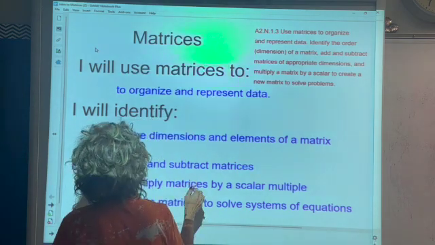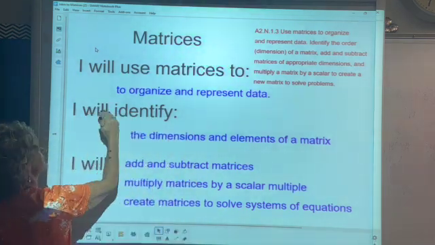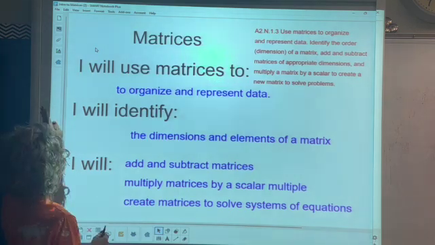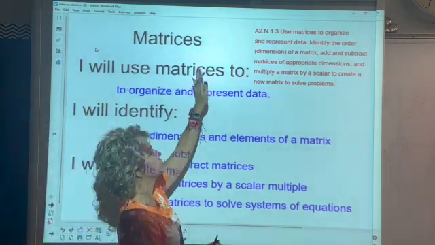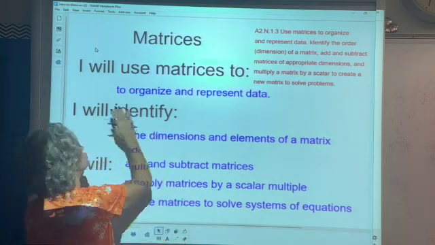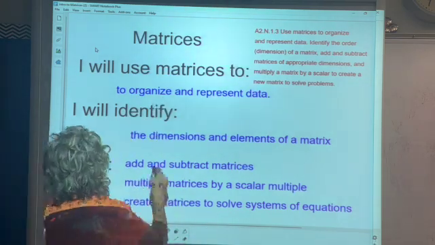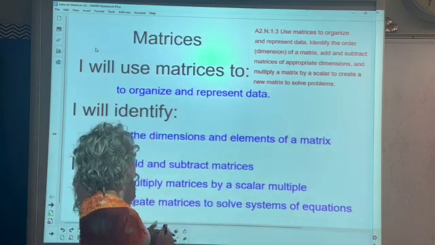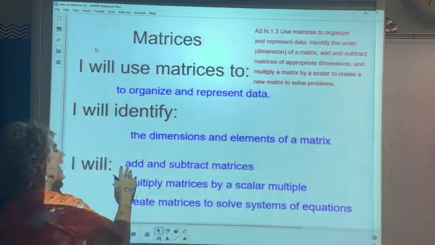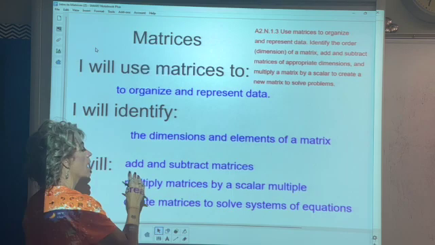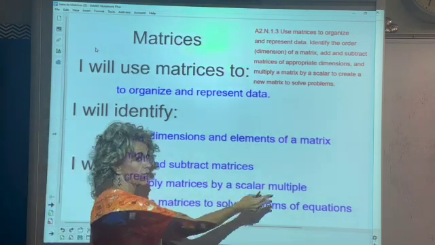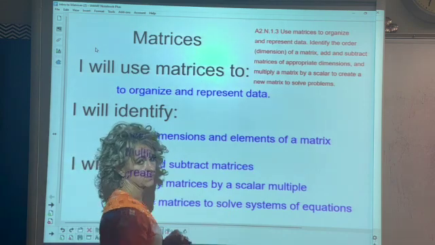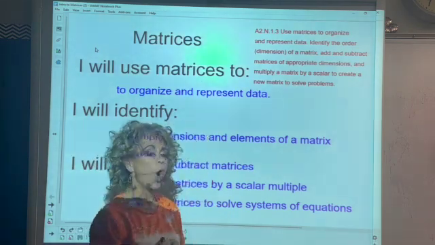First of all, I want you to know you're going to have these statements to make. So in your journals, you're going to put: I will use matrices to organize and represent data. I will identify the dimensions and elements of a matrix. I will add and subtract matrices, multiply matrices by a scalar multiple, and create matrices to solve systems of equations.